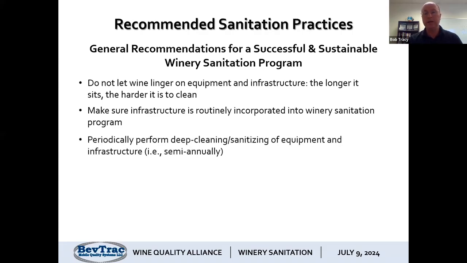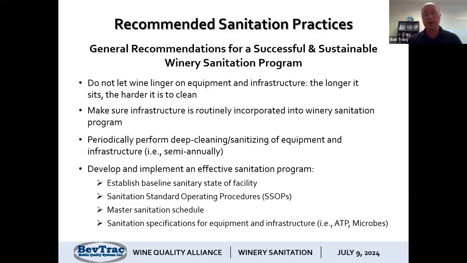Periodically perform a deep cleaning and sanitizing of equipment and infrastructure, either semi-annually or annually. And this means taking apart equipment, disconnecting clamps, and really scrubbing the inside of piping and hoses as much as you can. This is really important to remove these biofilms or organic debris that has developed on the interior of equipment.